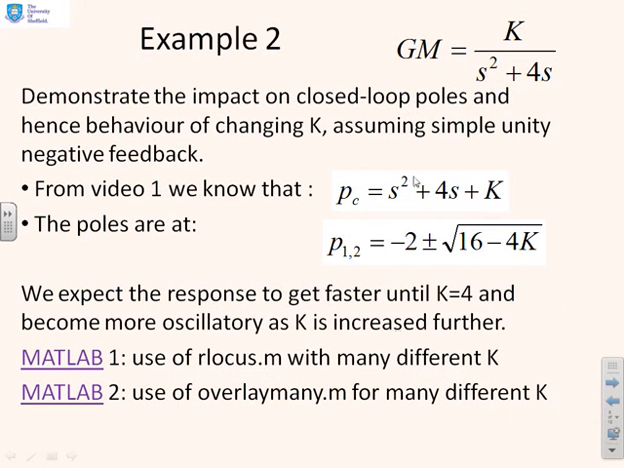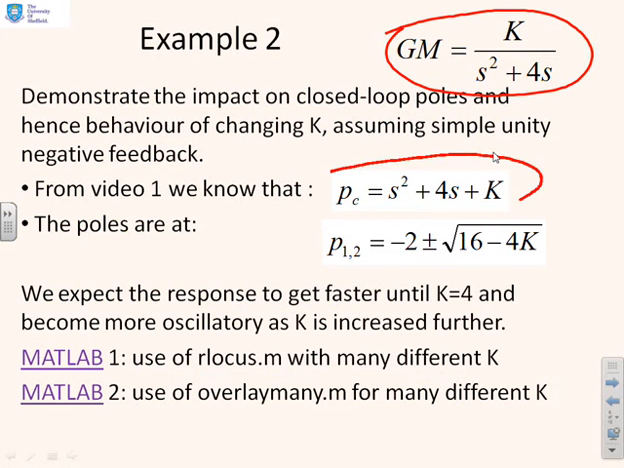Example 2 then. In this case, you'll notice I've got Gm equals K over s squared plus 4s, and the closed loop pole polynomial for this is s squared plus 4s plus 4k, or you can calculate the poles as minus 2 plus or minus the root of 4 minus k. And what you remember is the poles got faster up until k was 4. And you can see that from this formula here.